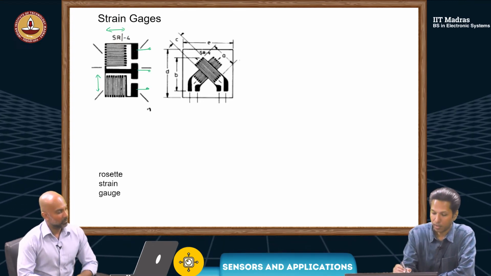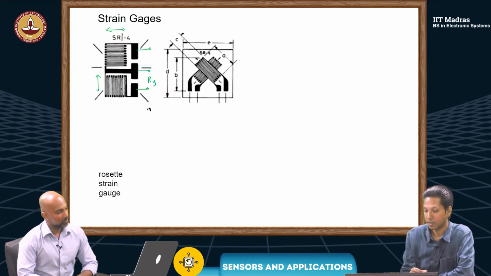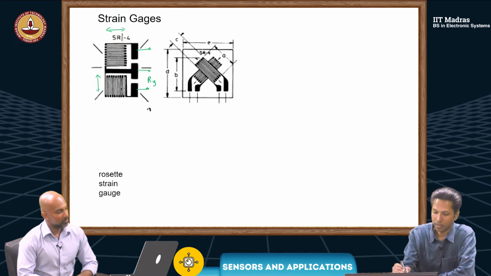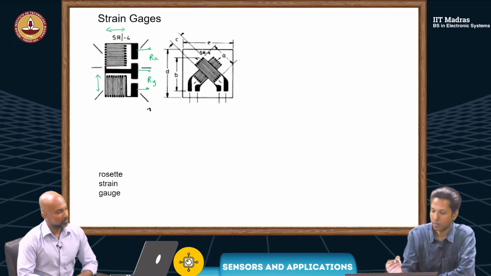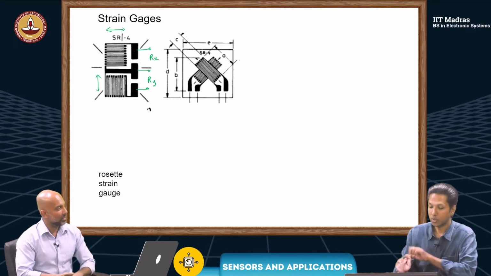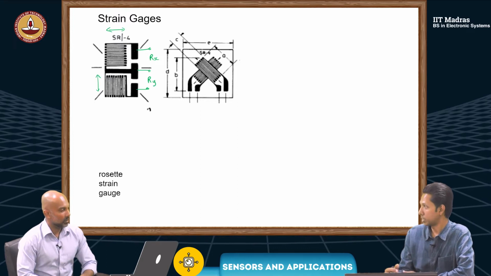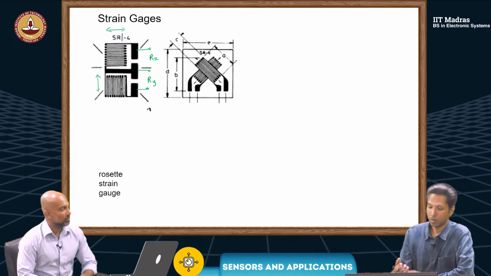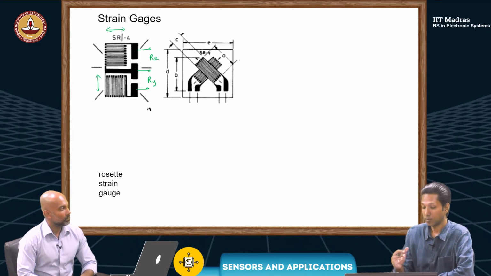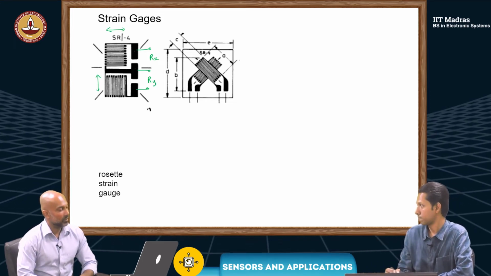So I can get an RY here and an RX here. And both structures are free to move. So this will be pasted on the structure where we want to measure the strain. It gives the X and Y components of the strain.